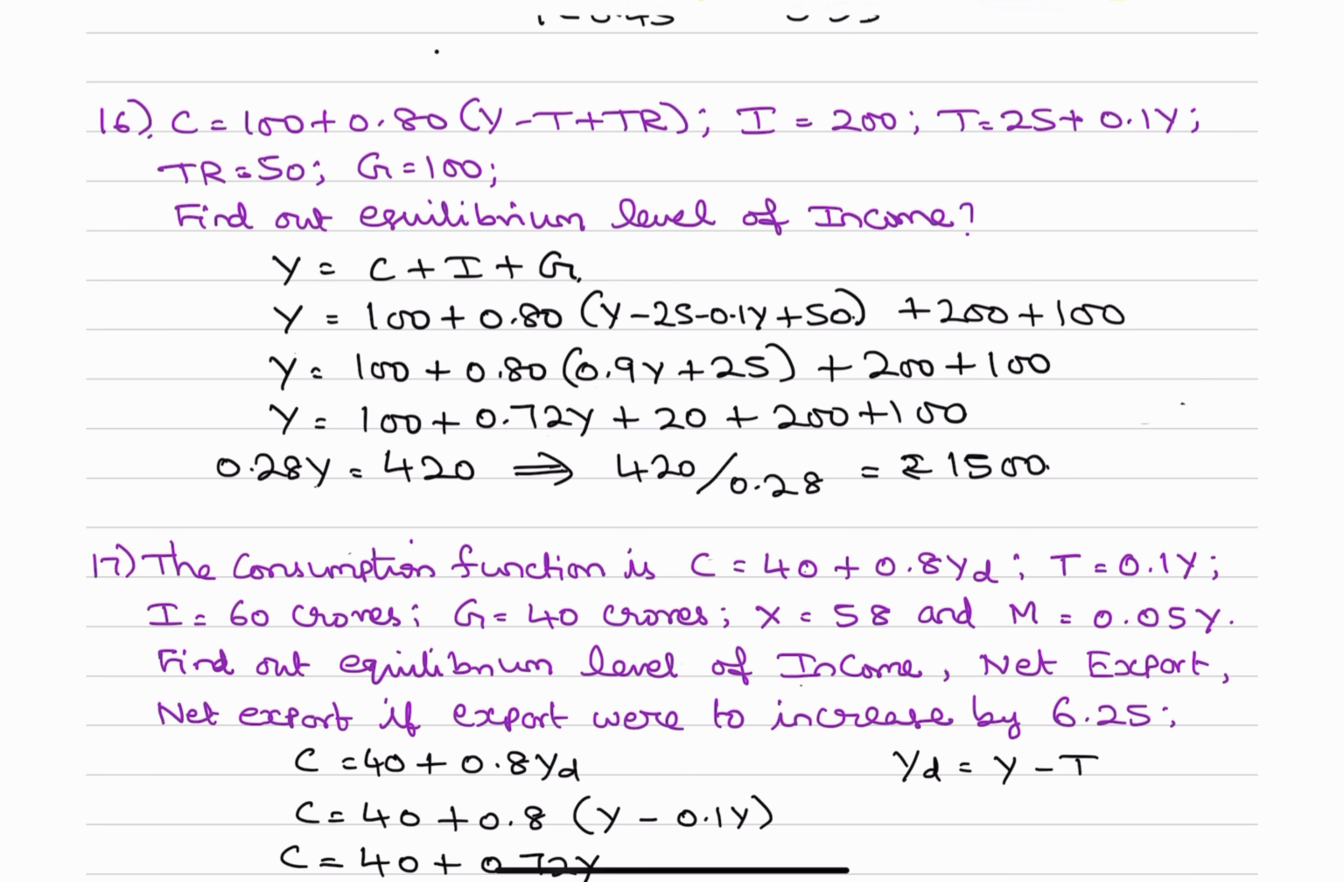16th one, C is equal to 100 plus 0.80 into Y minus T plus TR. I is equal to 200, T is equal to 25 plus 0.1 Y, TR is equal to 50, G is equal to 100. Find out equilibrium level of income. In this case, Y is equal to C plus I plus G. That is, we are substituting the function given for C, 100 plus 0.80 into Y minus T. T is also given as a function here. So substituting the function for the value of T, and the TR is 50. After substituting and simplifying all this, you get the value of Y as 1500.